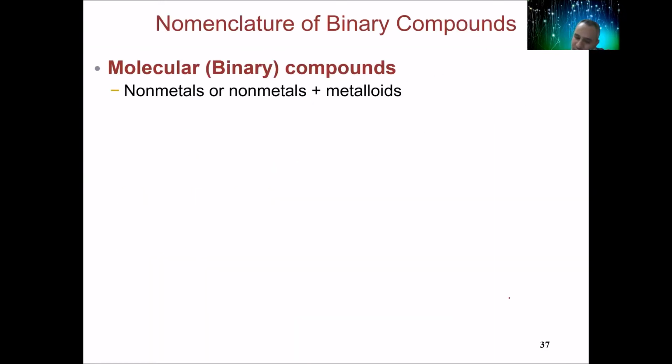Molecules are usually made of combinations of nonmetals with each other or nonmetals with metalloids. And sometimes we give them common names that don't have any rules for how we name them, like water, ammonia, methane. These are just common names that we came up with.